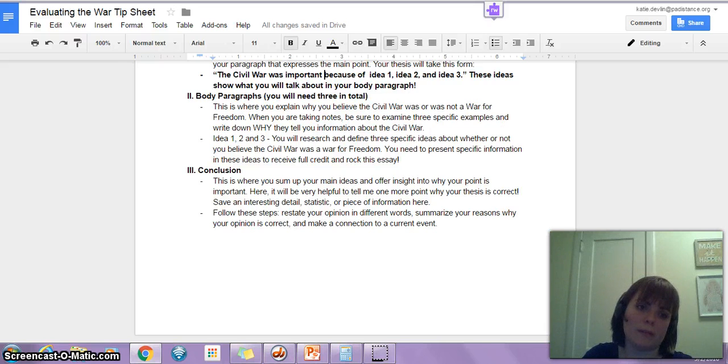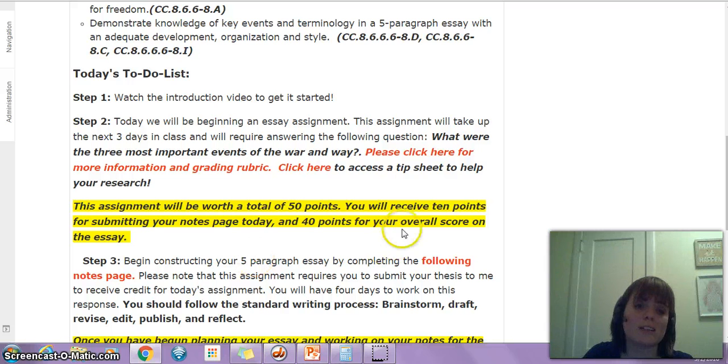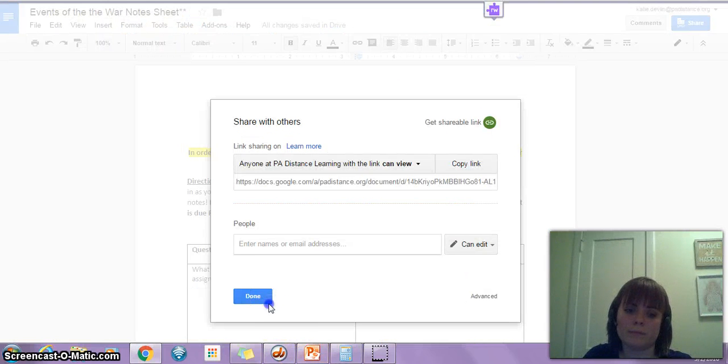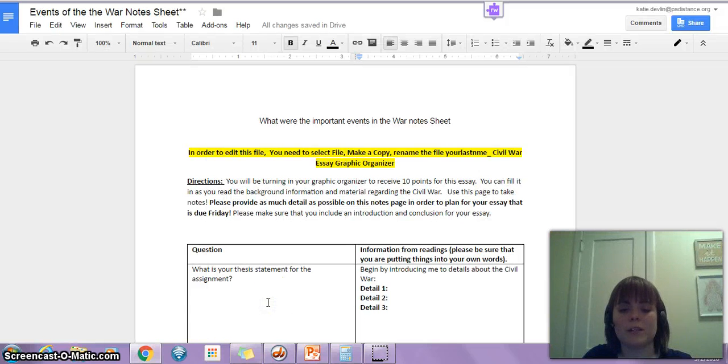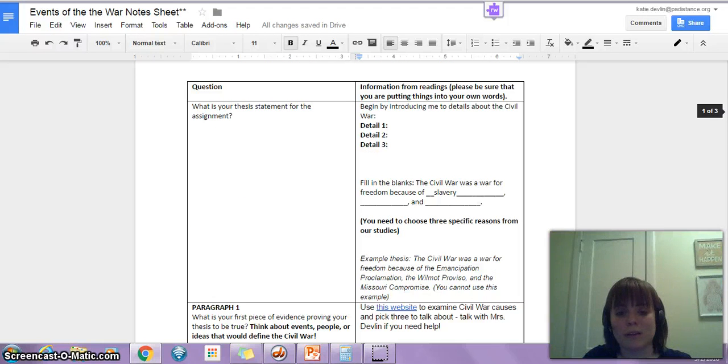Looking back at our assignment, here's what we have to worry about for today. We have to start working on a notes page. There's no assignment due today, it's day 1, but your notes page will be due tomorrow. Let's take a look at your notes page together. For your notes page, I've included what you need to fill out on the side of each of these, okay?